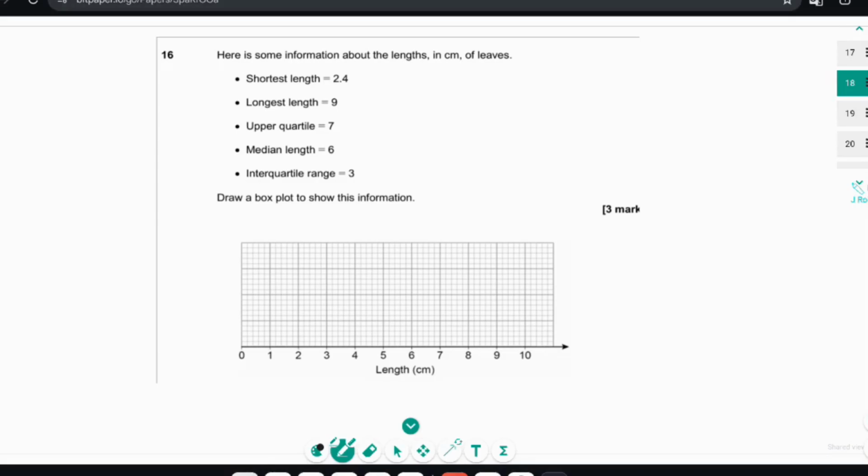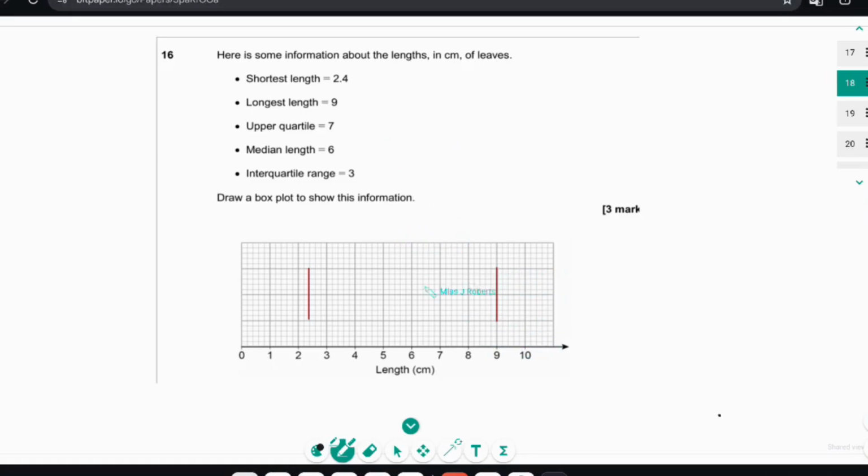Question 16. Here is some information about the lengths in centimetres of leaves. Shortest length is 2.4, longest is 9, upper quartile 7, median 6, interquartile range 3. Shortest length is 2.4. It's going up in 0.2s, so 2.4 will be here. Doesn't matter how long your line is as long as it's at 2.4. Longest length is 9.